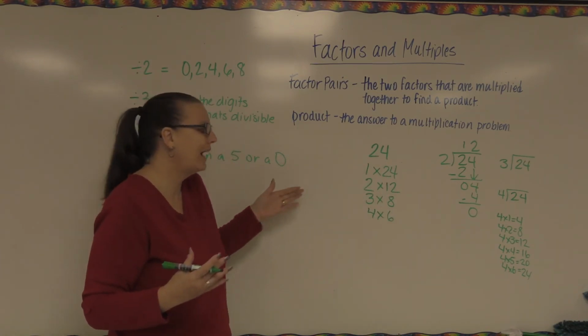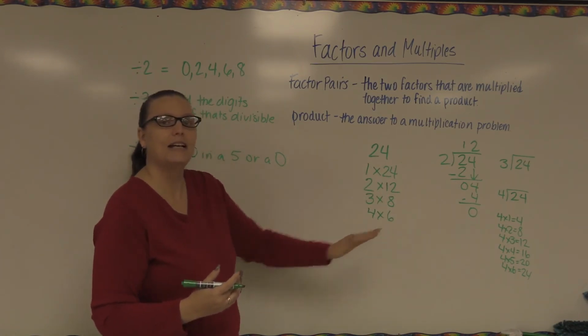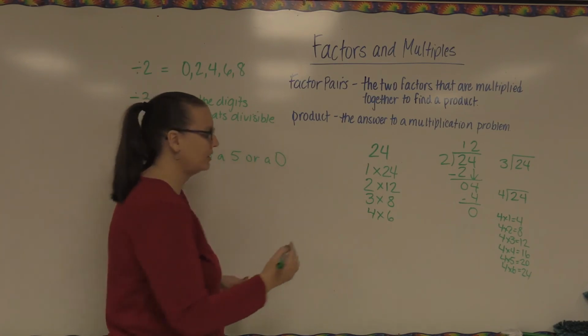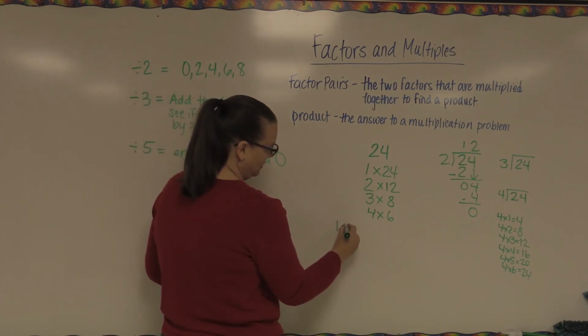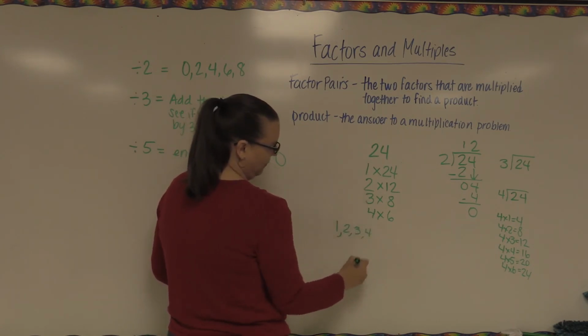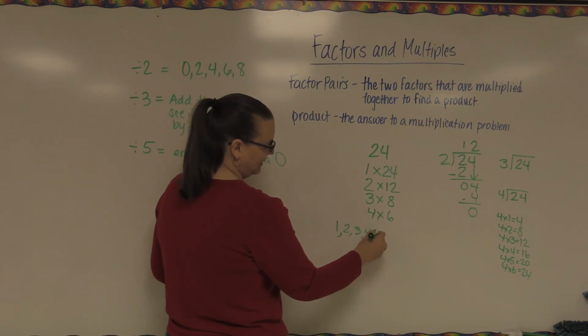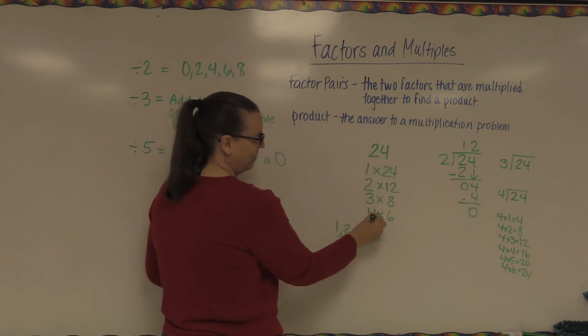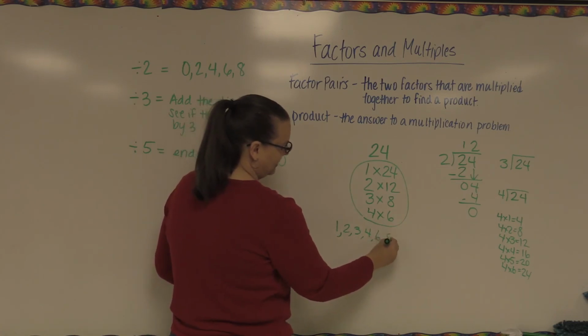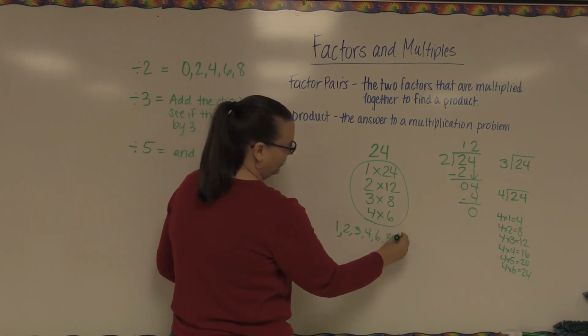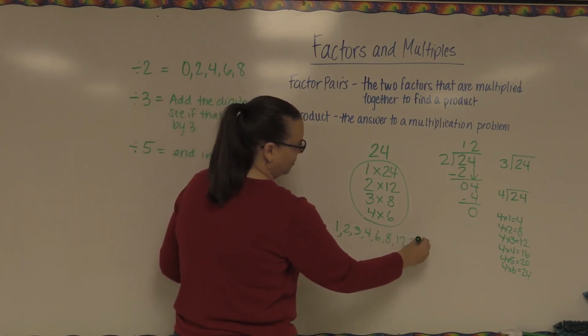Oftentimes, when you're asked to list those factors, they want them in order from smallest to largest. So if I was going to make a list, I could say 1, 2, 3, 4, 6. I'm just getting these numbers right from our list right here. What's the next number coming? We have 8, we have 12, and we have 24.